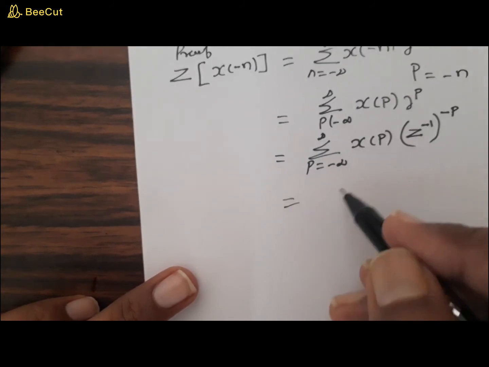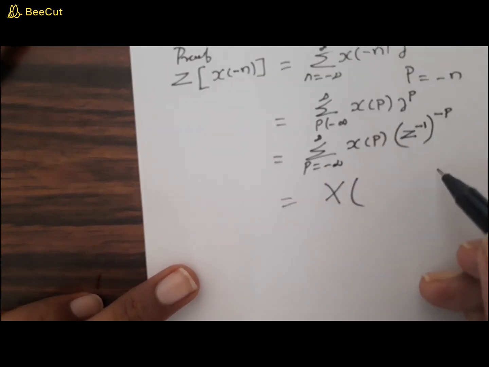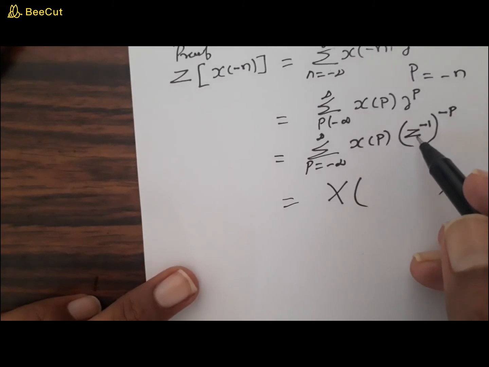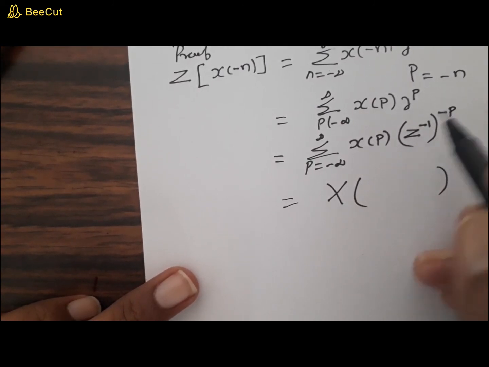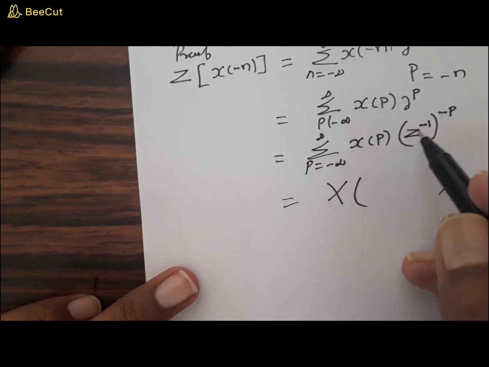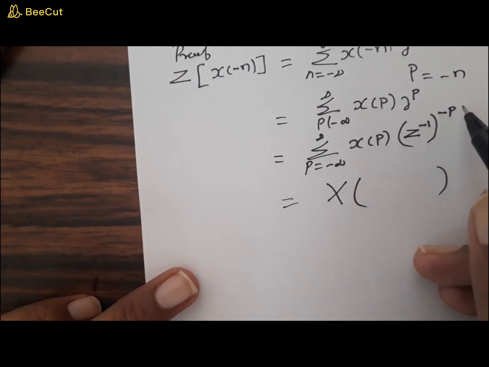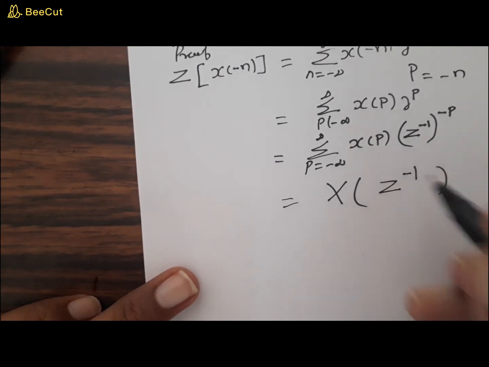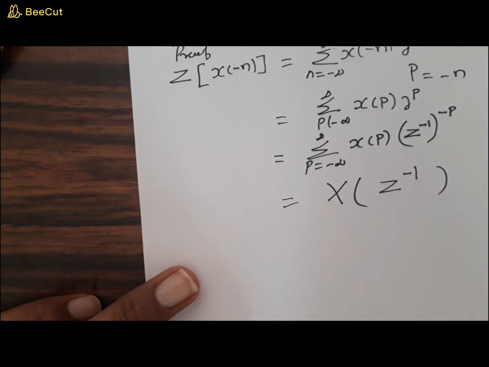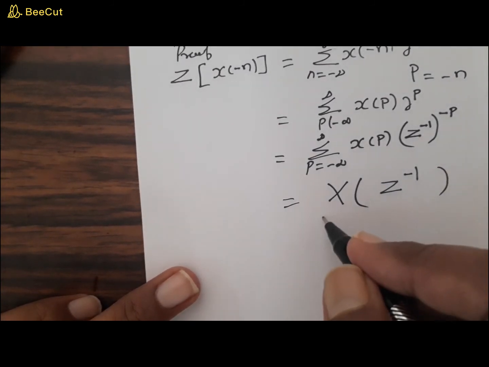Now this is actually going to be the expression of the variable which is raised to minus p, or similar to x of n into z raised to minus 1, the whole raised to minus n. So this is going to be a function of what? This is going to be a function of x of z raised to minus 1. Okay, so this is it.